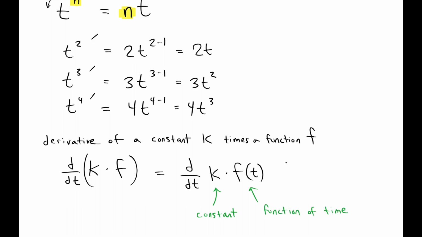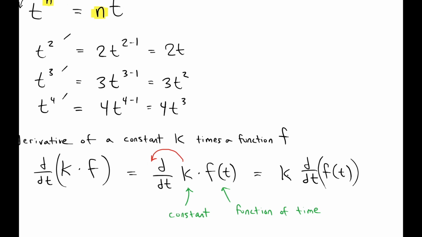What we can do is actually bring the k outside of the differentiation, so it just sort of hangs out there and doesn't participate in the differentiation that we're doing here on the function, but we'll reintroduce it later and just multiply our derivative by that constant k.